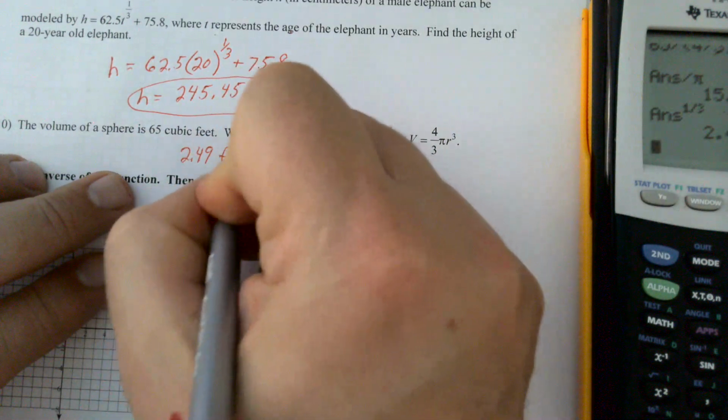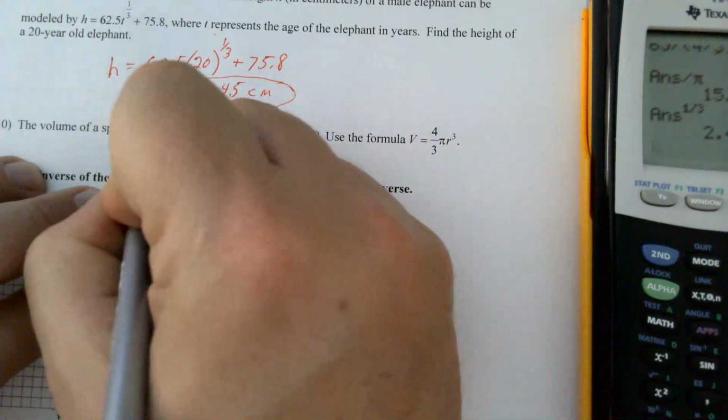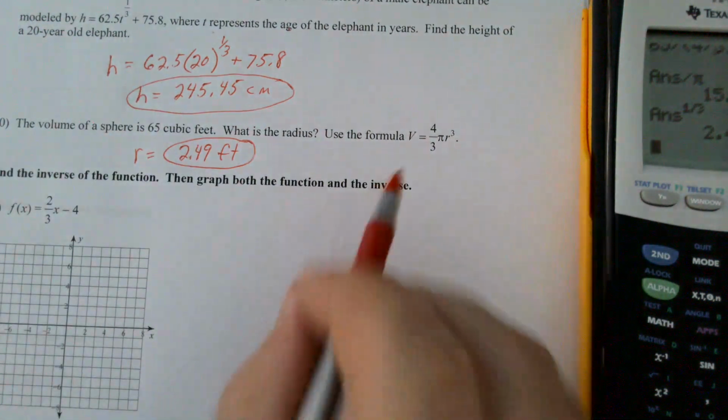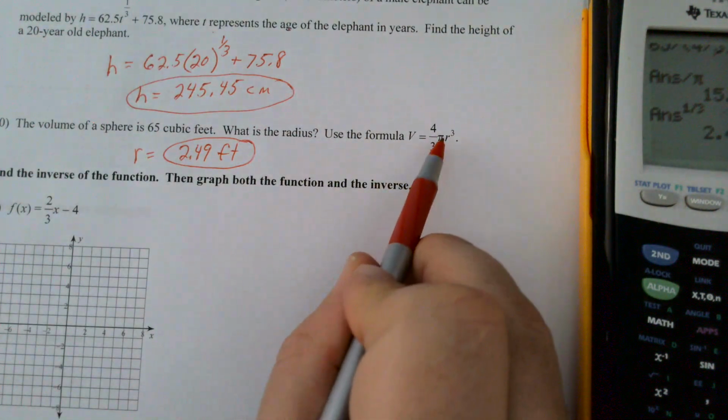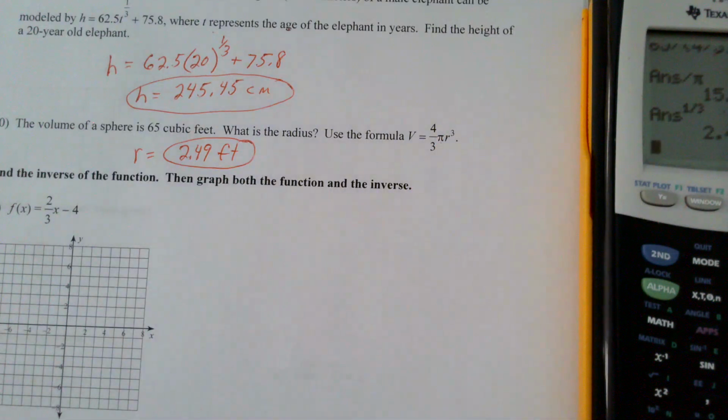2.49 feet is my radius. R equals. Okay, so again, divide by 4/3, divide by pi, raise to the 1/3. Okay, that's how we do it.